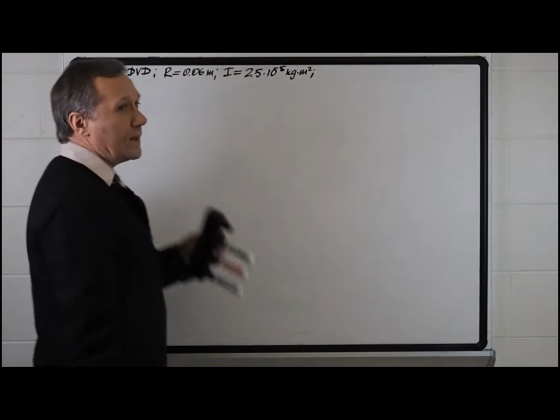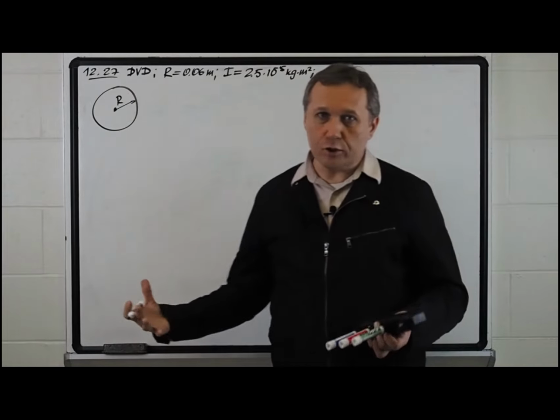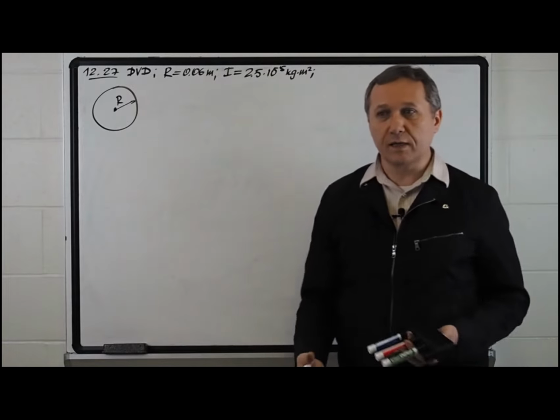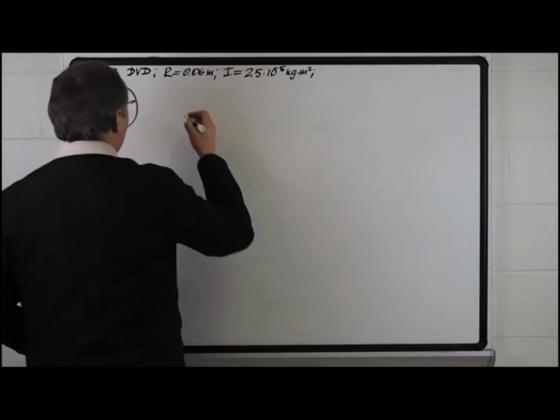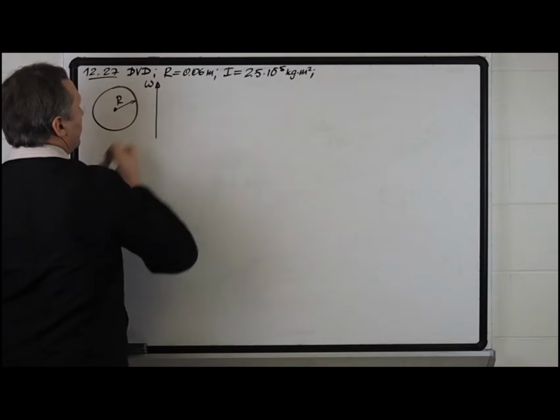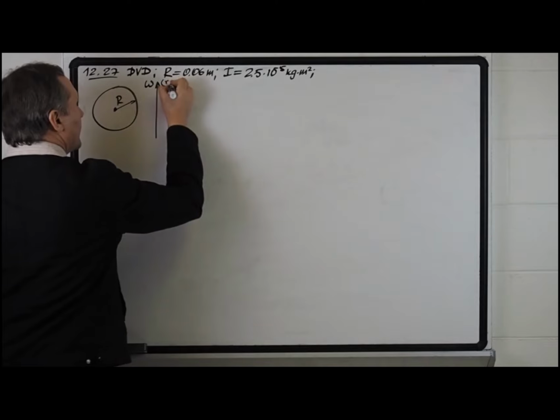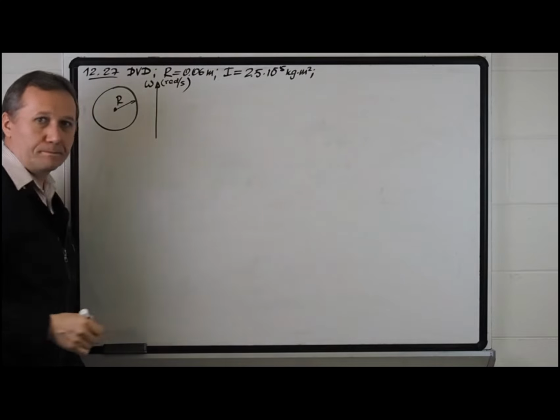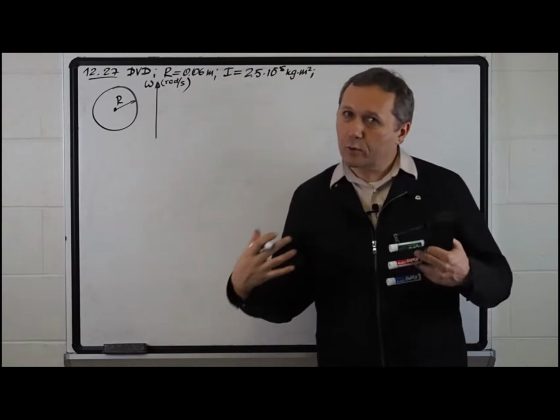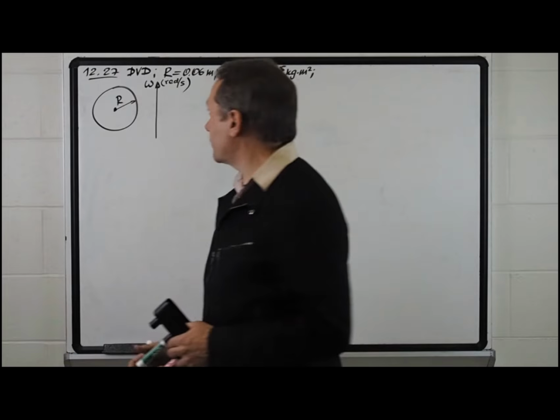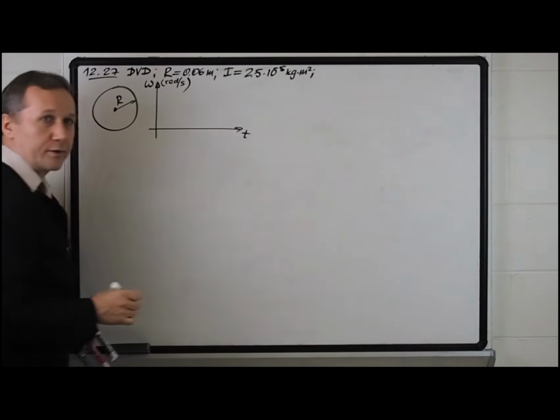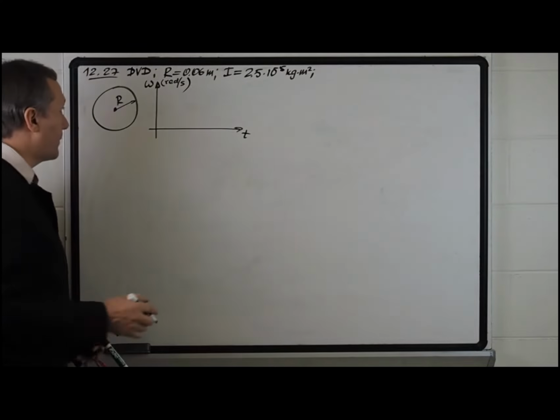Next, I will just plot. I think it's useful to plot angular velocity versus time in order to understand this problem deeper. Let me plot omega, of course in radians per second, because the equations which we are going to use require these units, radians per second. And let me plot it versus time. So we have a history of the motion of this disk.